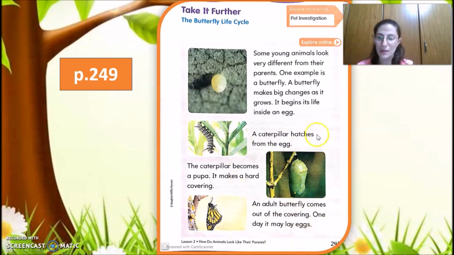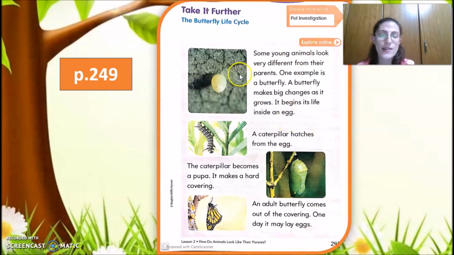So I'm gonna reread, then I'm gonna start explaining. Take it further, the butterfly life cycle. Some young animals look very different from their parents. One example is a butterfly. A butterfly makes big changes as it grows. It begins its life inside an egg. A caterpillar hatches from the egg. The caterpillar becomes a pupa. It makes a hard covering. An adult butterfly comes out of the covering. One day it may lay eggs.